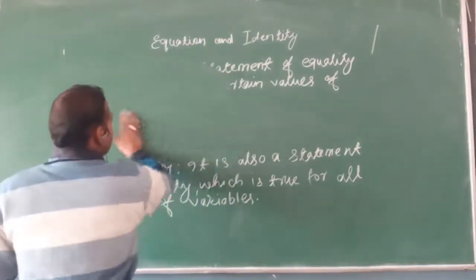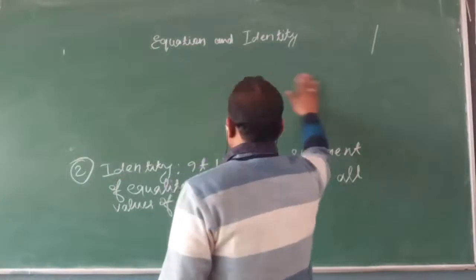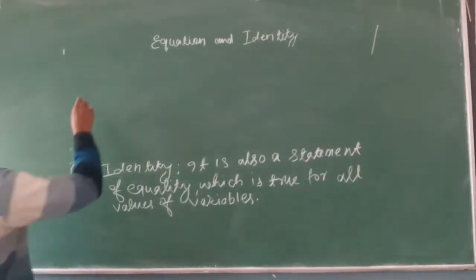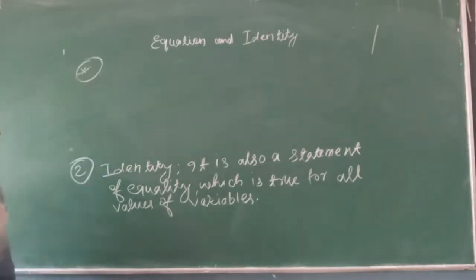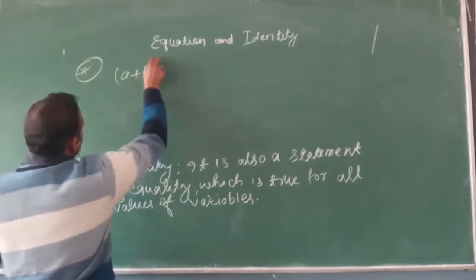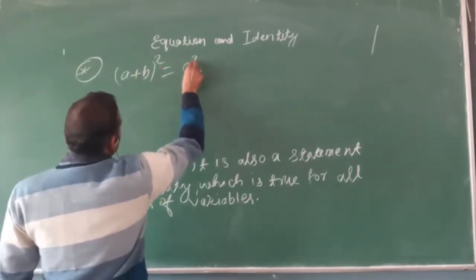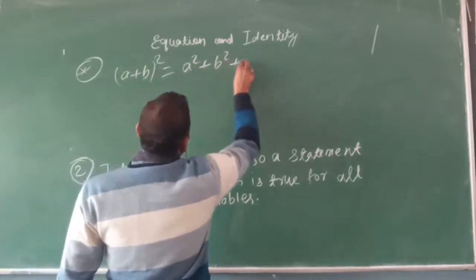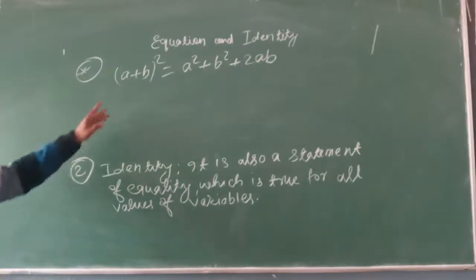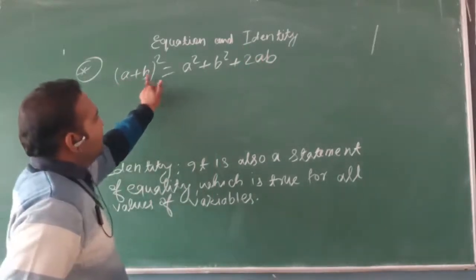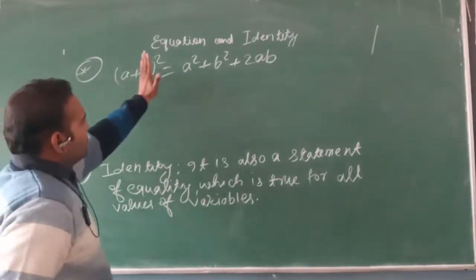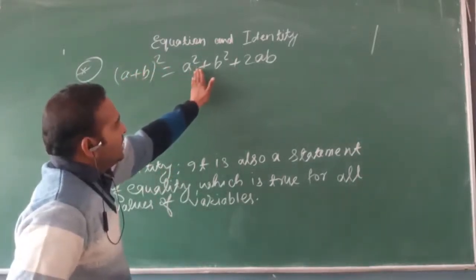I am going to give some examples of identity. Some identities are algebraic identities, like (a plus b) whole square is equal to a square plus b square plus 2ab. And this is true for all values of a and b. Whether we put a equal to something, b equal to something, we will get the LHS equal to RHS.